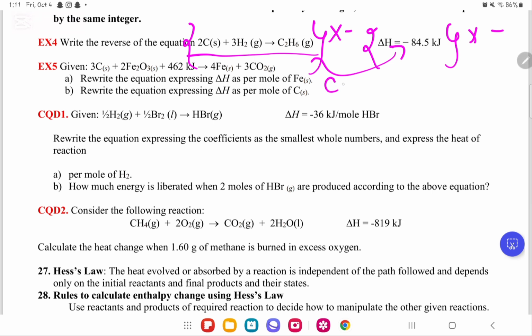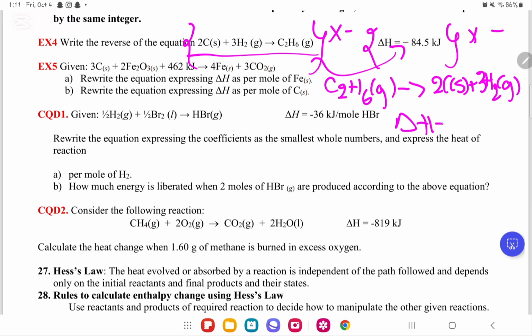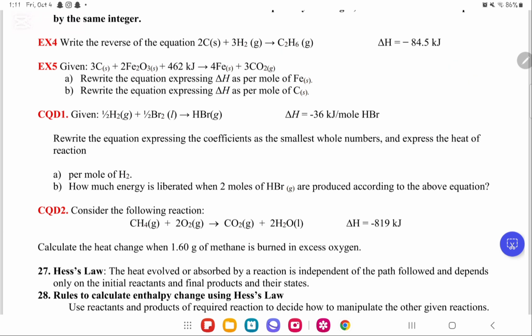It's gonna be C2H6 gas gives us 2C solid plus 3H2 gas, okay? And delta H, because we multiplied it by negative, it becomes 84.5 kilojoules. Nothing simpler than this, okay?